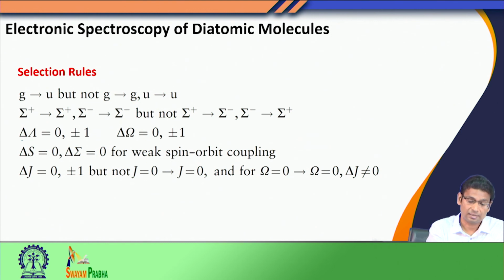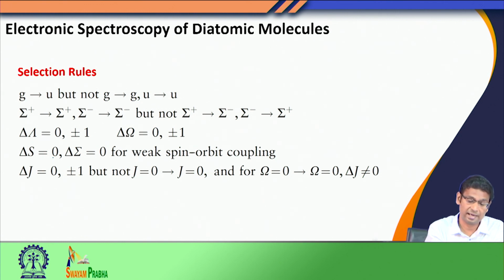Since the operator is symmetric, both sides have to be either sigma minus or sigma plus. The change in lambda is either 0 or plus minus 1. Please remember, this is slightly different from delta L, which we saw in the case of atoms. The difference is that in diatomic molecules, lambda is now the projection of L onto the internuclear axis. So, the selection rule is different.